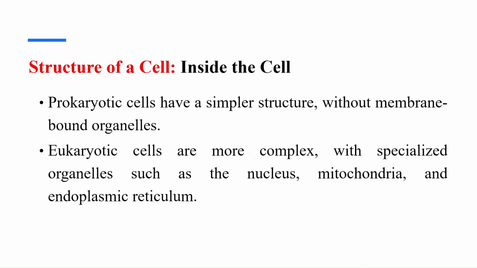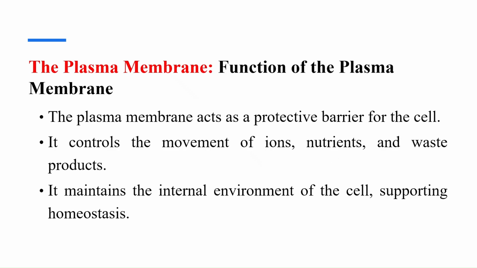Structure of the cell. Prokaryotic cells are simple in structure. They lack membrane-bound organelles, meaning all cellular activities take place within the cytoplasm. In contrast, eukaryotic cells are more complex. They contain various specialized organelles such as the nucleus, which houses the cell's DNA, and the mitochondria, which generate energy for the cell.